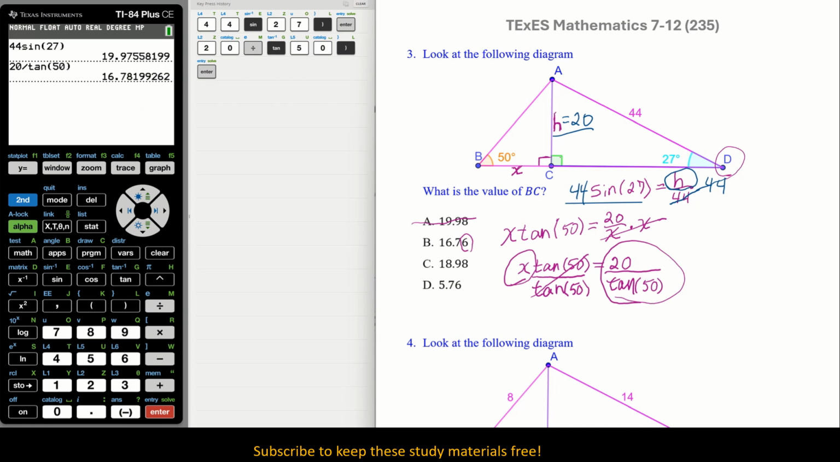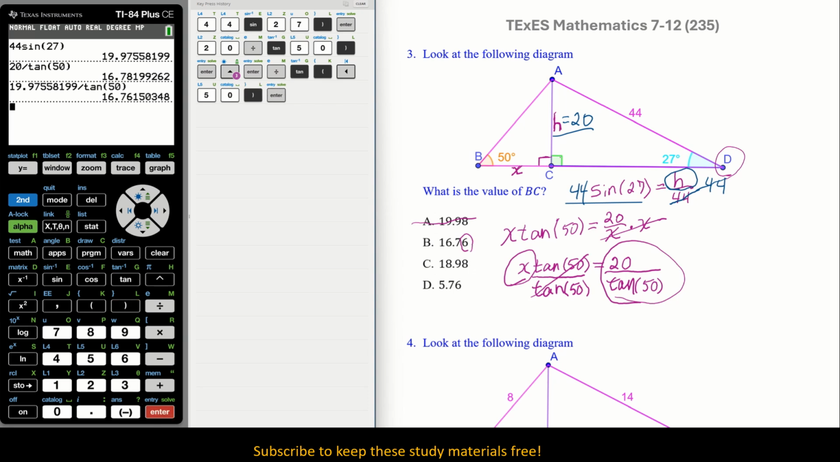Let's try it without the rounding. So this is what I'm going to do. I'm going to go up and capture what we rounded. See, it's right there. Okay. I'm going to enter and bring it back down. Now, instead of 20, I'm using that, and I divide by the tangent of 50. So tangent, oops, 50, close the parentheses, push enter.